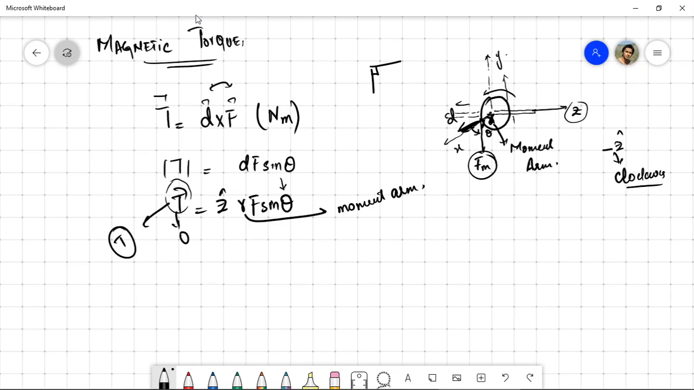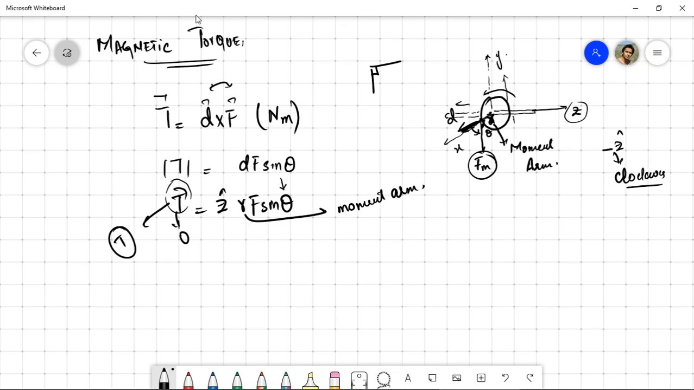All that we mention is the magnitude of torque, and we mention whether that torque is clockwise or counterclockwise. So he's saying that if in this case the direction of torque comes out to be z, then we know that by the right hand rule the direction of rotation is going to be counterclockwise. But if the direction of torque comes out to be minus z, then by the right hand rule we will see that the direction of motion is going to be clockwise.